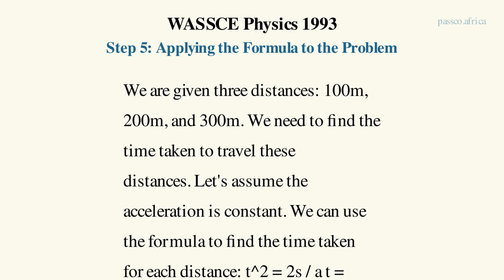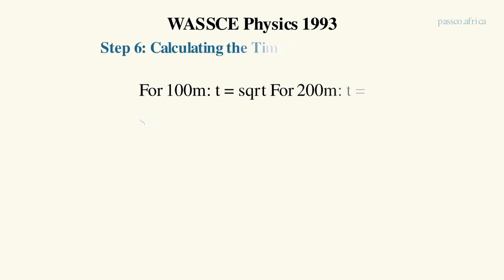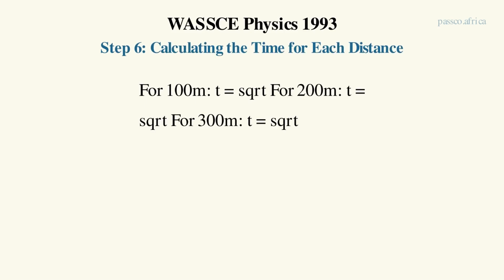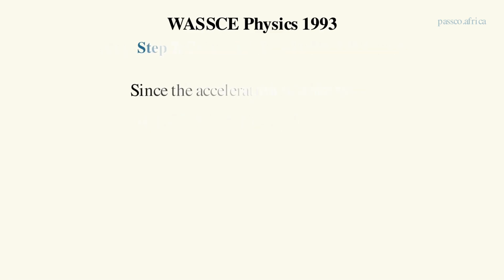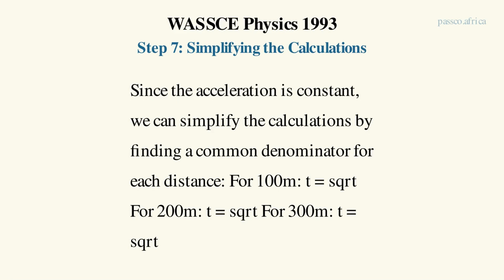Step 6. Calculating the time for each distance. For 100 m, t equals the square root of 2s/a. For 200 m, t equals the square root. For 300 m, t equals the square root. Step 7. Simplifying the calculations. Since the acceleration is constant, we can simplify the calculations by finding a common denominator for each distance.